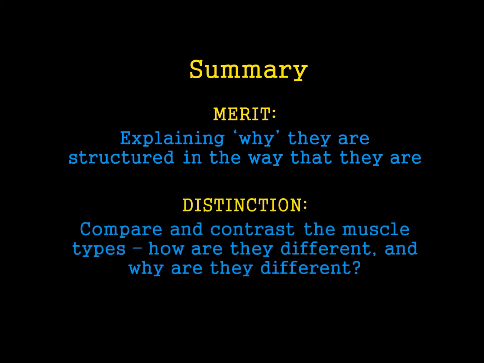For distinction, you then need to be able to compare and contrast. So compare the three types. You may find it easy to start off by drawing a table and then explaining why certain muscle types have certain things and certain muscle types do not.